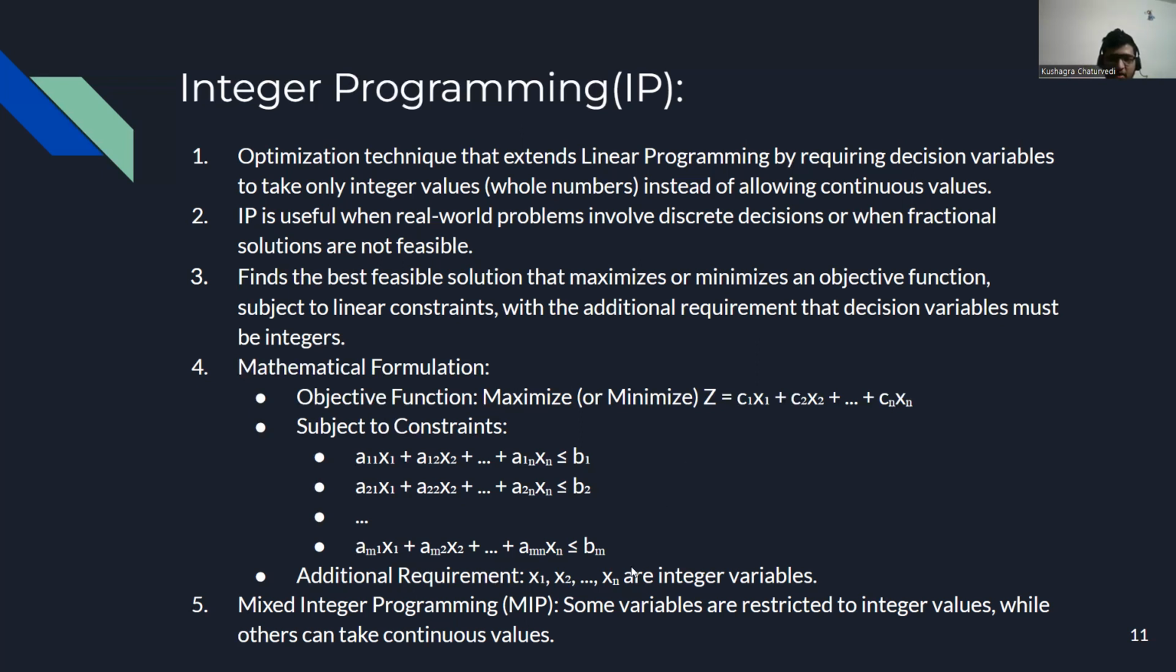And then comes mixed integer programming. So some variables are restricted to integer values while others can take continuous values. Mixed integer programming is also another part of linear programming, where not all the decision variables are constrained to being integers. Some variables can be continuous also.